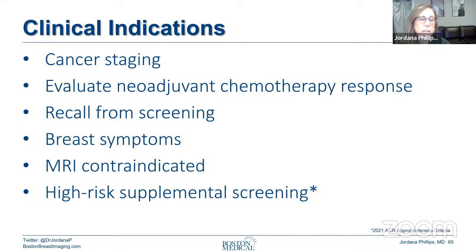Let's start here. There are a variety of clinical indications for contrast enhanced mammo. These are all diagnostic indications, as you'll notice, because I mentioned it's only approved in the diagnostic setting. And the last one on this list is high-risk supplemental screening. That's because there are new recommendations that are allowing us to do contrast enhanced mammo in this setting, but it is not FDA approved, or at least, I should say, recommending it as an alternative to MRI, and I'll get into that. For this talk, we're going to focus on these first three indications: cancer staging, evaluating neoadjuvant chemotherapy response, and recall from screening.